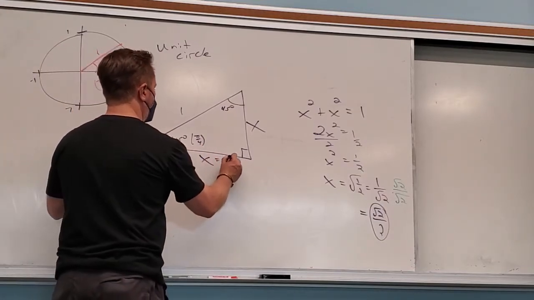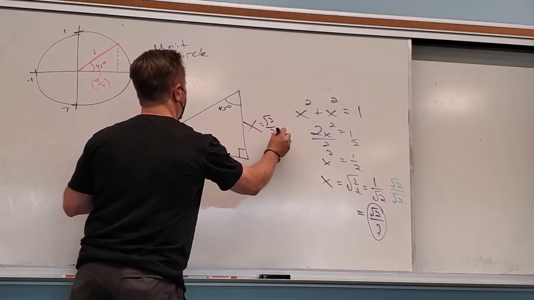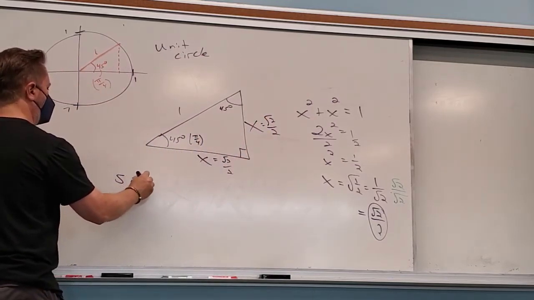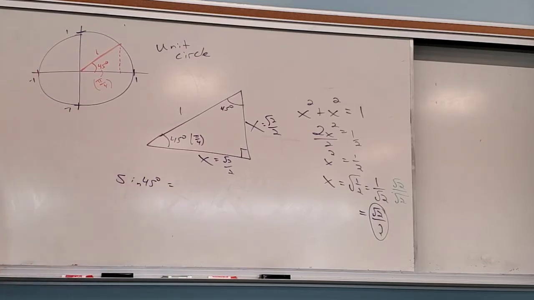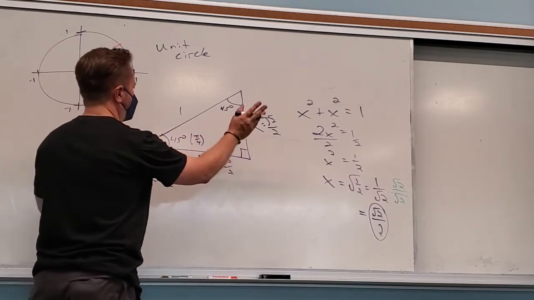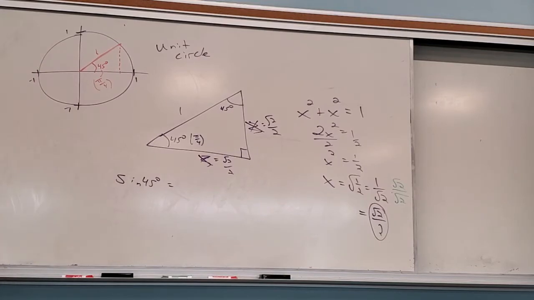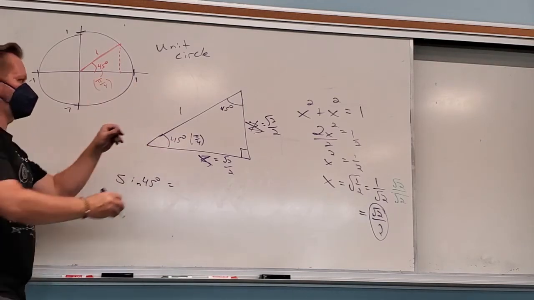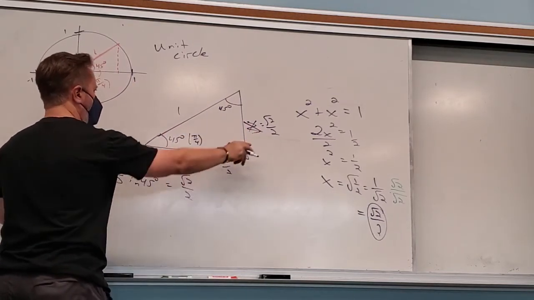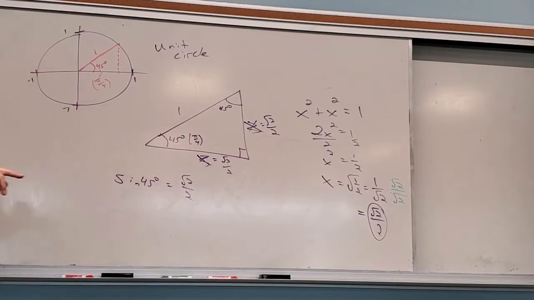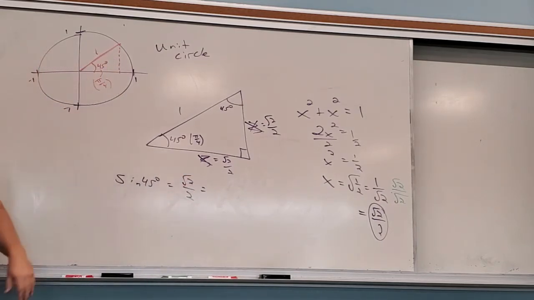So now I know this is square root of 2 over 2, and I know this is square root of 2 over 2. So can somebody please tell me what the sine of 45 degrees is? Don't get confused about the letter X. What's the y side? Isn't sine y over h, right? Square root of 2 over 2 divided by 1. So that's it. Somebody help me out. What's the square root of 2 divided by 2? Square root of 2 divided by 2. 0.707 something.